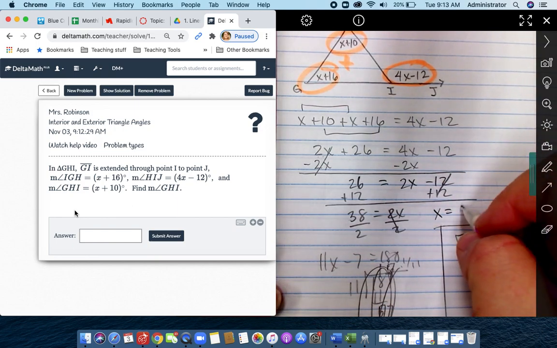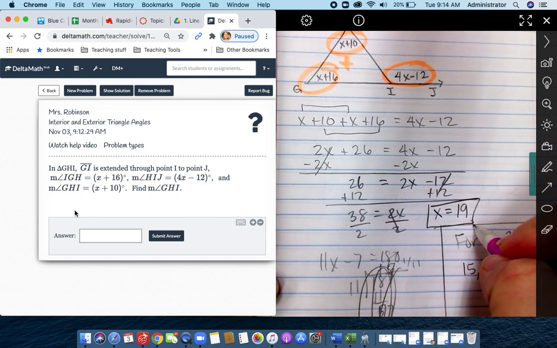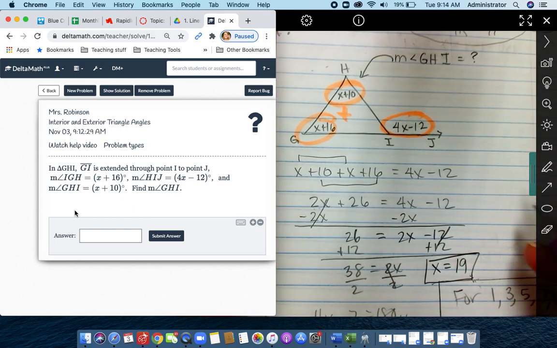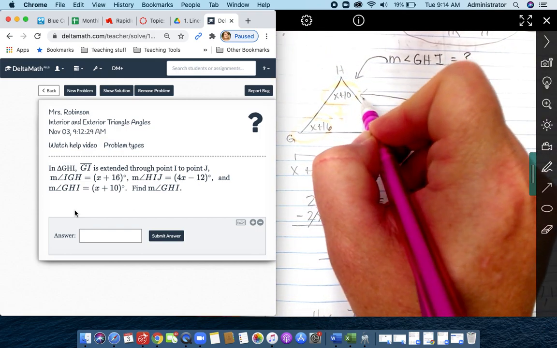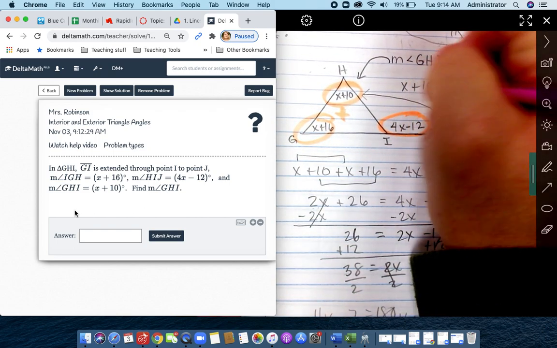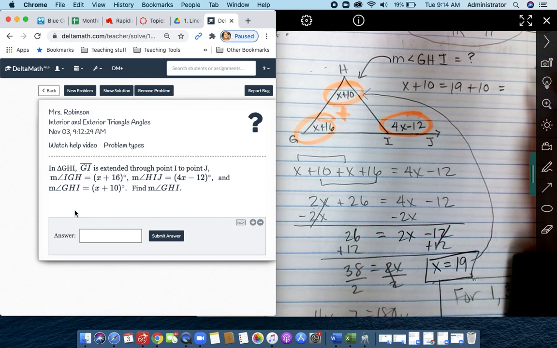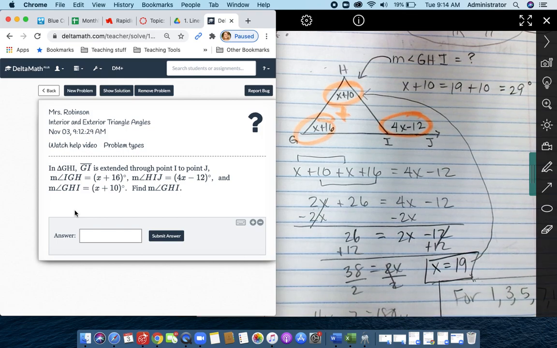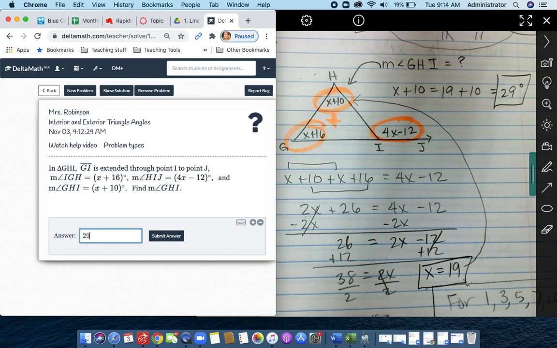And my x value will be half of 38, which is 19. So my x is 19, but that doesn't mean I'm done. Because what do they ask us to find? The measure of GHI. So I'm going to take this 19 and plug it back in for this angle measure. So if H is x plus 10, but I know that my x is 19, then 19 plus 10 is 29 degrees. And that's what I'm going to enter in here.